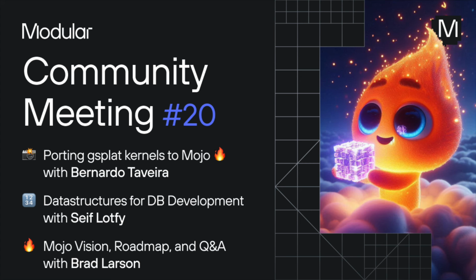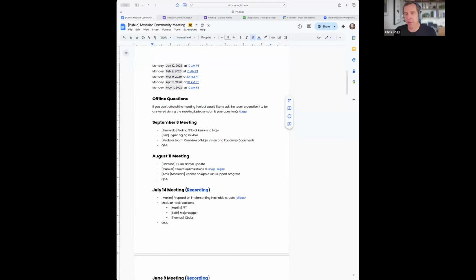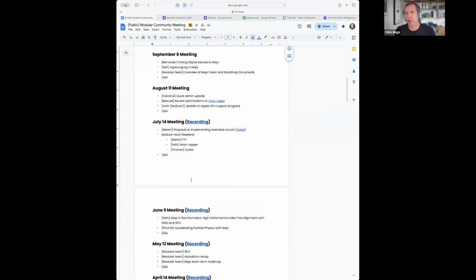We have a pretty exciting agenda for you today. We're going to start with a talk from Bernardo about porting GSplat kernels to Mojo. And then Seif will be giving a talk about HyperLogLog in Mojo. And then to close out the community meeting, Brad and Dennis are going to be giving an overview of the Mojo vision and roadmap documents that we just published. And then we'll be following with a Q&A about those documents.